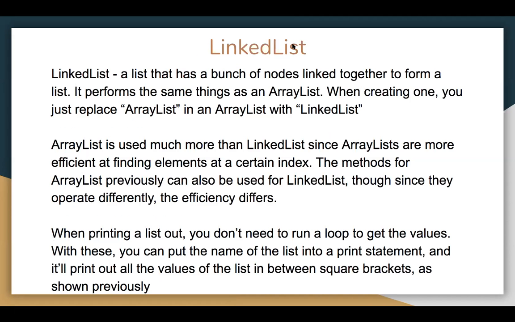So linked list. A linked list is another type of list, and this list has a bunch of nodes that link together to form a list. So it performs the same things as an array list, and when creating one, you just replace ArrayList with the words LinkedList. By nodes, I mean that they're all linked together. So it's kind of like a line of chains. In that way, each piece of information is linked together in a list. An array list doesn't really work like that. It works more like an array. So that's the difference between these two.